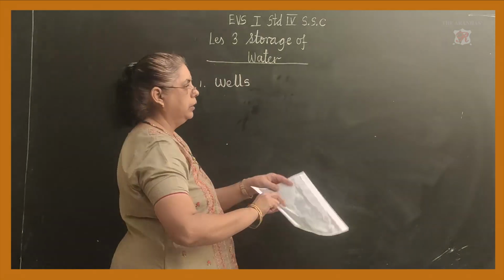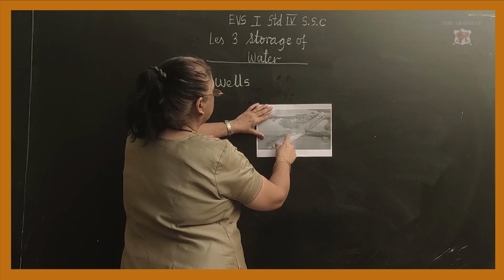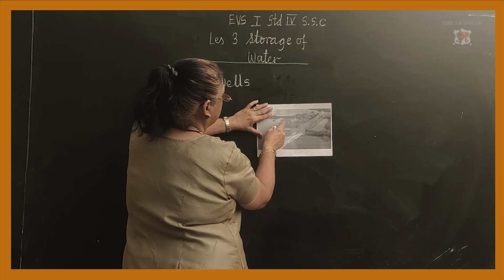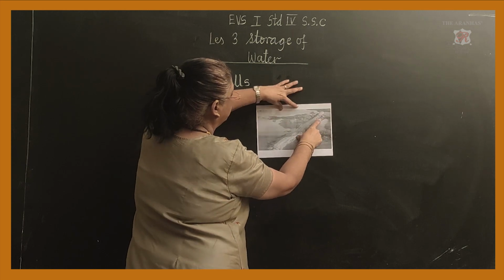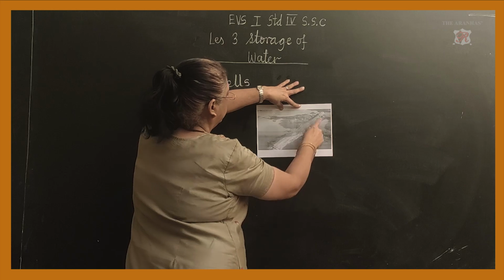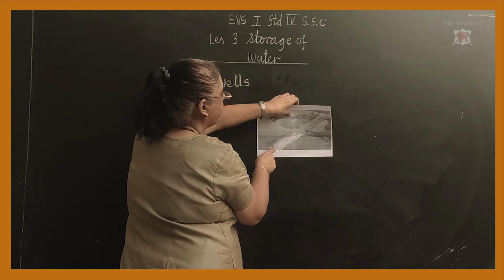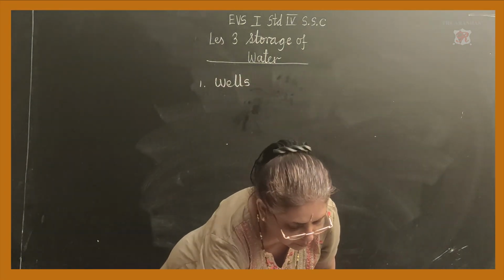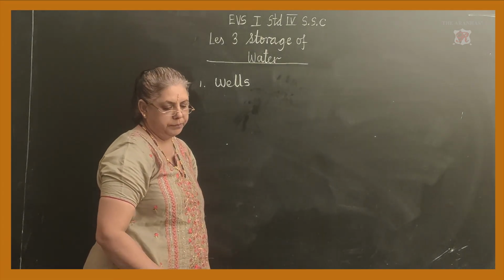Then we don't want the water to flow away. So we have to build a wall on both the sides across the river. From one bank to the other bank, we have to build a wall. Now this wall was called a bund. What is it called? Bund. An earthen bund was built across the river to store the water.